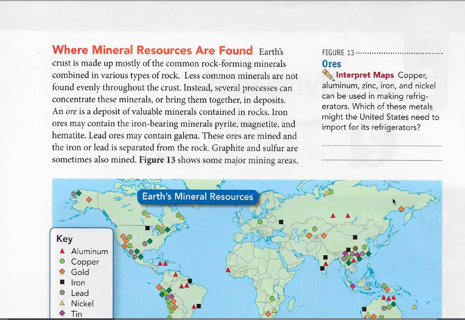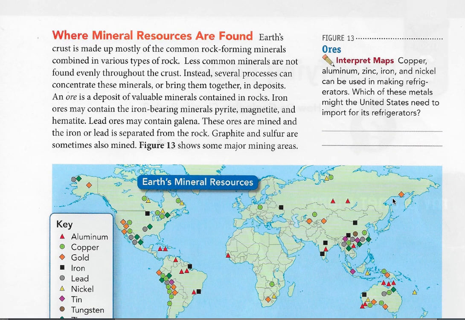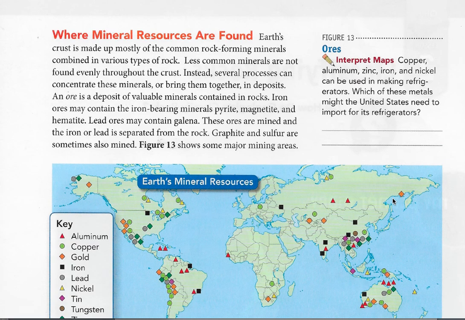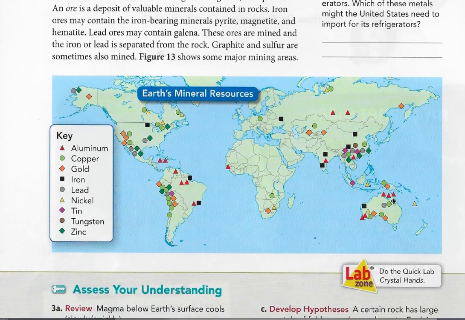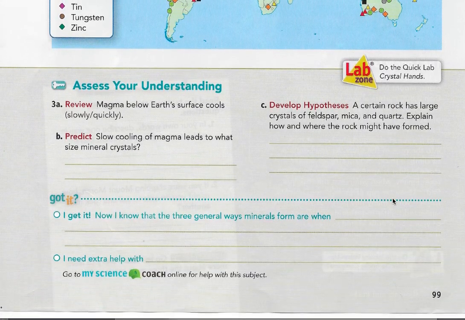Where mineral resources are found. Earth's crust is made up mostly of common rock-forming minerals combined in various types of rocks. Less common minerals are not found evenly throughout the crust. Instead, several processes can concentrate these minerals or bring them together in deposits. An ore is a deposit of valuable mineral contained in rock. Iron ores may contain the iron-bearing minerals pyrite, magnetite, and hematite. Lead ores may contain galena. These ores are mined and the iron or lead is separated from the rock. Graphite and sulfur are sometimes also mined. There you see major mining areas around the world.